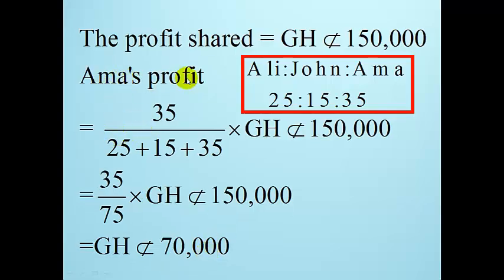Now, for Amma's profit, we have to consider Amma's ratio. The ratio of Ali is to John is to Amma is 25 is to 15 is to 35. So we can see that Amma's ratio is 35. If you want to know Amma's profit, then we have to divide Amma's ratio by the total ratio. Then we multiply by the profit to be shared. And so we have 35 divided by 25 plus 15 plus 35 times 150,000. So we have 35 divided by 75 times 150,000, and the answer is 70,000 Ghana cedis. That means that Amma's profit is equal to 70,000 Ghana cedis.